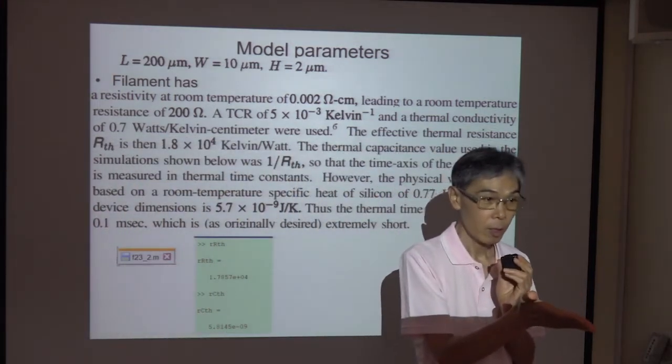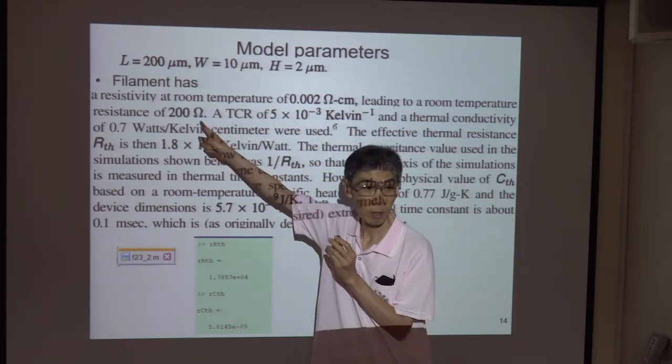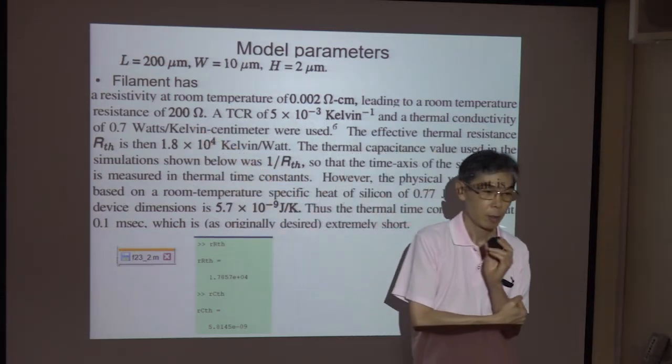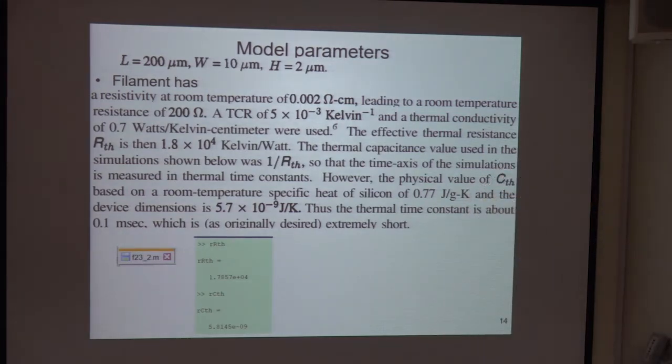Okay, are you finished? So did you get the value here? Resistivity times length divided by cross-sectional area is the resistance.